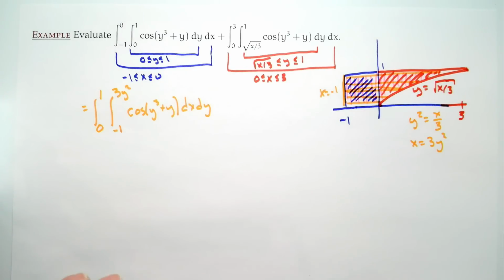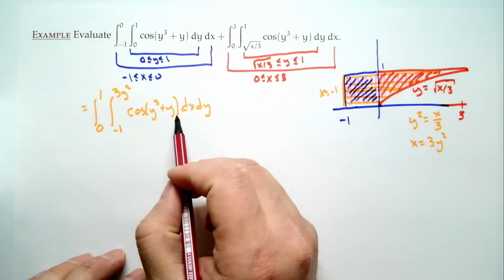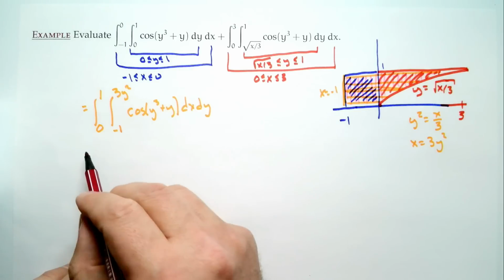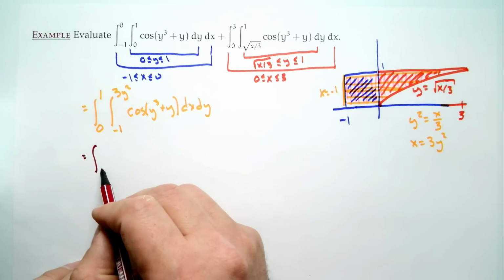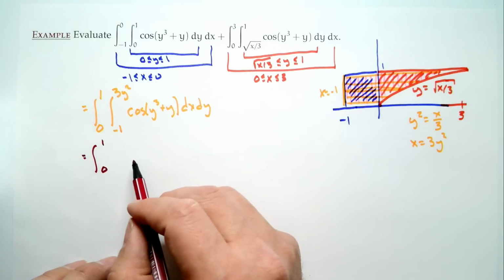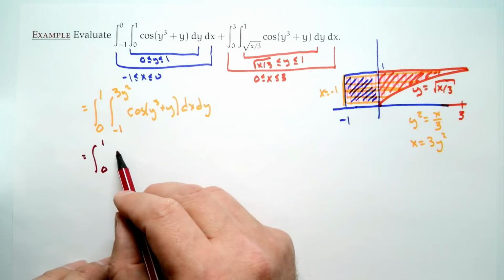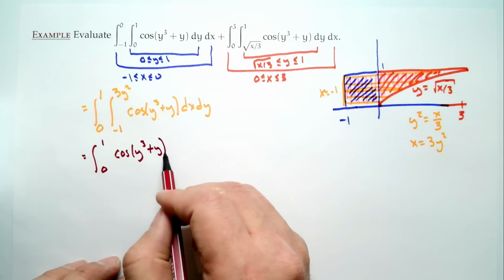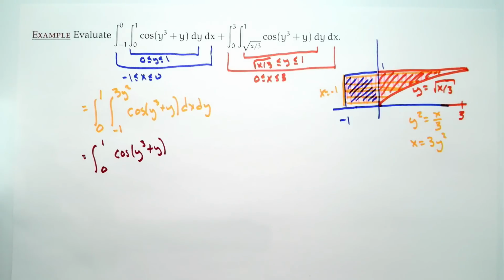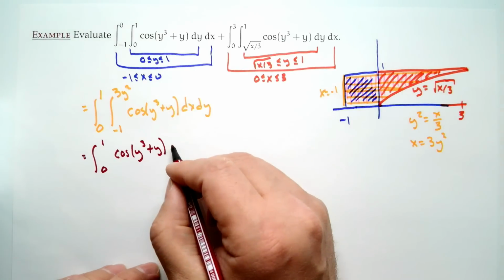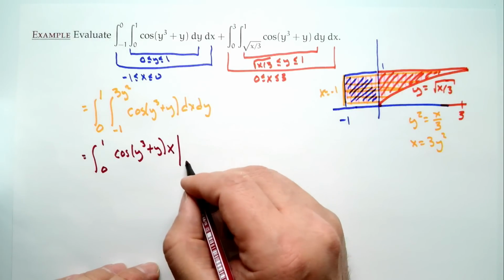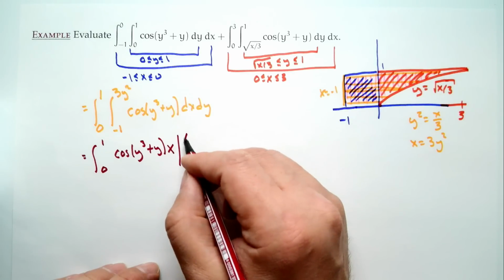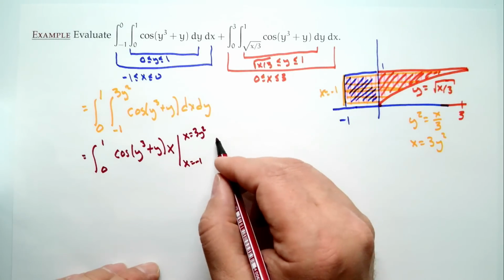All right, now can we integrate cosine of y cubed plus y with respect to x? The answer is yes. And what do you get? X times cosine of y cubed plus y. So essentially this cosine of y cubed plus y, when I'm integrating with respect to x, acts like a constant. A very exotic looking constant, but a constant nonetheless. So it's a constant times x. Then I'm going to evaluate this from x equals -1 to x equals 3y squared.